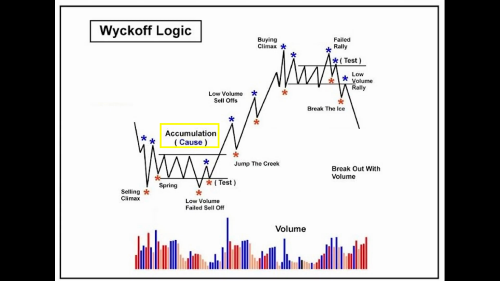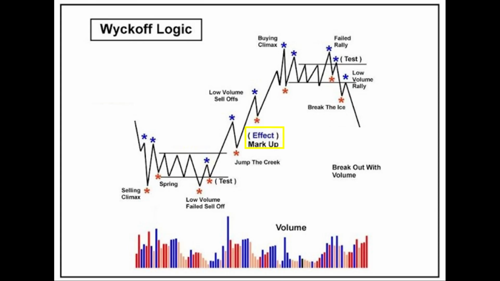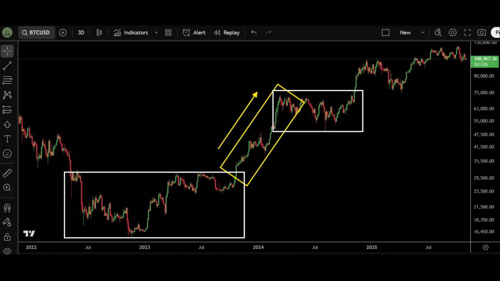Accumulation usually happens after a big correction. The price moves sideways while experienced traders quietly buy from scared sellers who are giving up. Then the markup phase begins. The price starts climbing as more traders notice the trend and jump in with growing confidence.